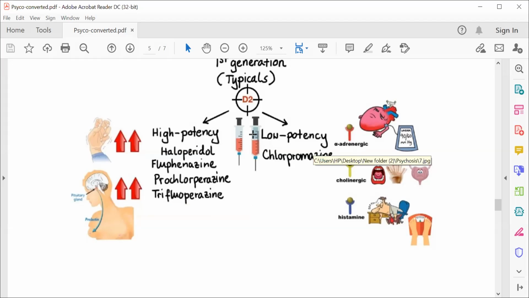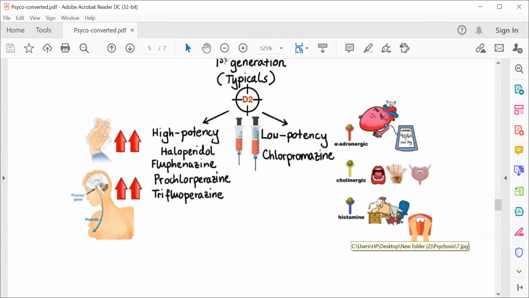However, the low potency one is chlorpromazine, and it's not commonly used now. This one binds less firmly to the D receptor, which means that the side effects associated with dopamine are less. However, chlorpromazine binds to other receptors, like what? Like the alpha adrenergic receptor, the cholinergic receptor, and the H receptor, the histamine receptor.